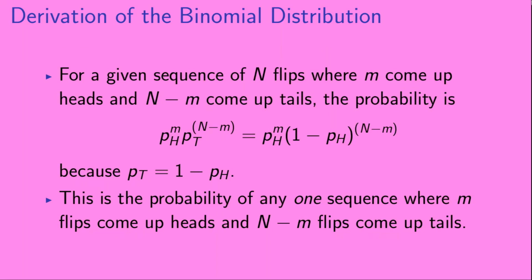Therefore, for a given sequence of n flips, where m come up heads and n minus m come up tails, the probability is pH to the m, pT to the n minus m. That equals pH to the m times 1 minus pH to the n minus m, because pT is equal to 1 minus pH. This is the probability of any one sequence where m flips come up heads and n minus m flips come up tails.